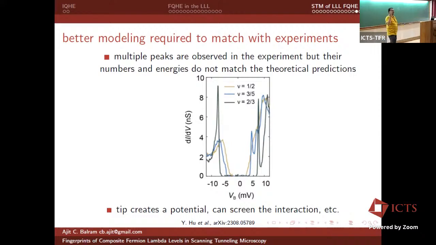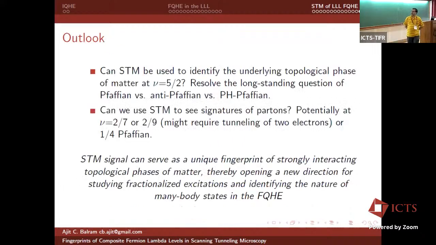On the hole side of 1/3, we have only one peak. The belief is that this mismatch is probably because the tip is not very localized. Although the experimentalists claim that it is very localized, it may not be super localized. Also, the tip is some metal, so it screens the interaction, whereas everything I told you up until now assumed the ideal Coulomb interaction, with no screening. So one probably needs better modeling of the tip to capture these features, which we are missing right now.